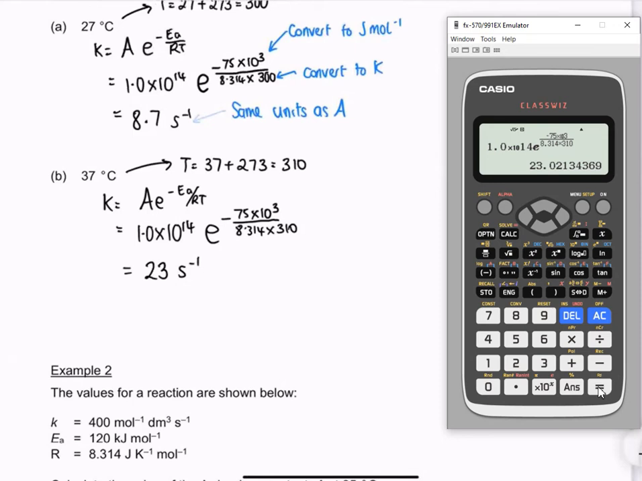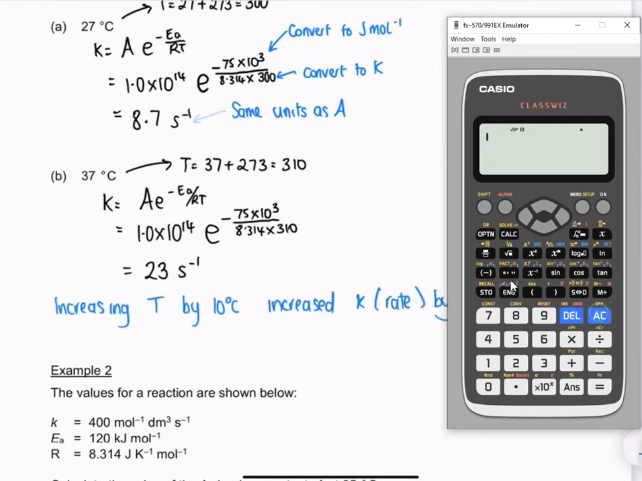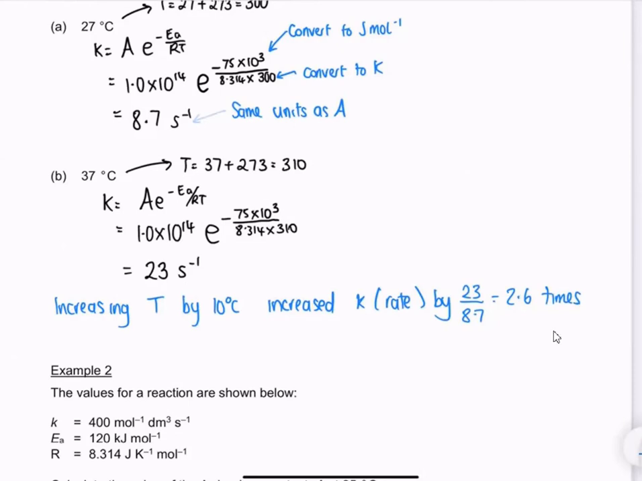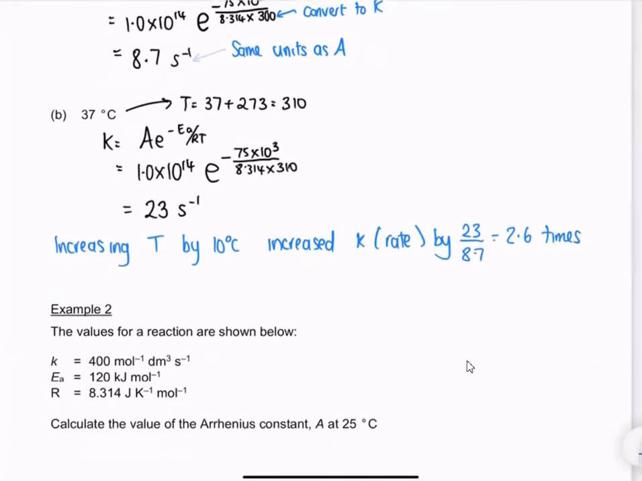So what was the effect? How much of a difference did it make when we increased the temperature by 10 degrees C? So if we have a look, we went from 8.7 to 23, so that's an increase of 2.6. So we can just move the calculator out there. You can see that increasing the temperature by 10 degrees C increased the rate constant, or the rate, by over 2 times. So let's have a look at another example.